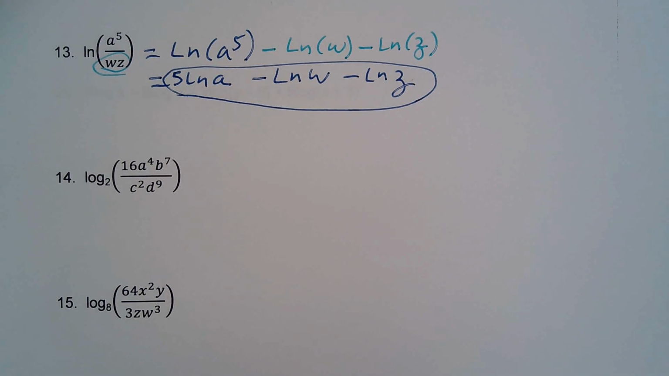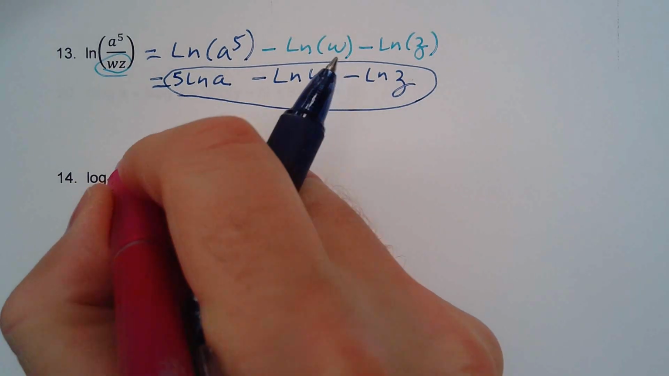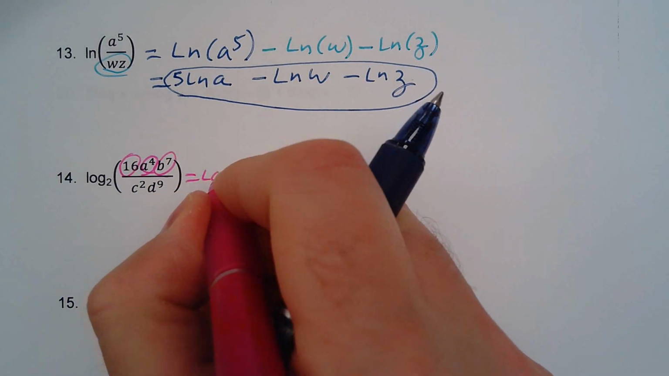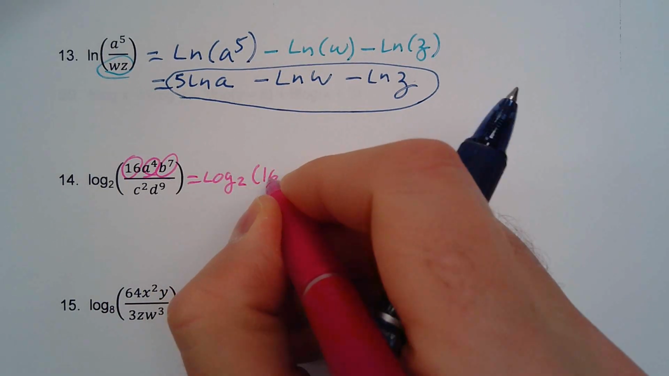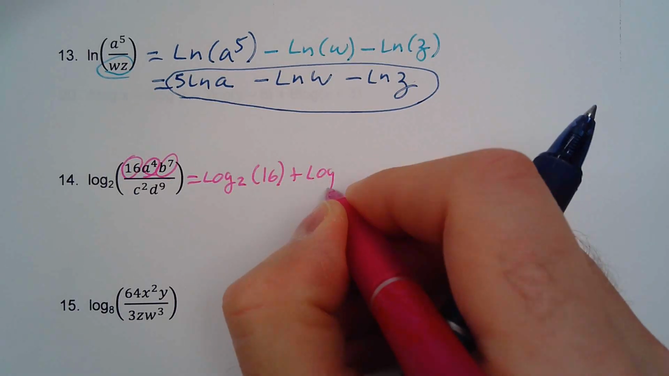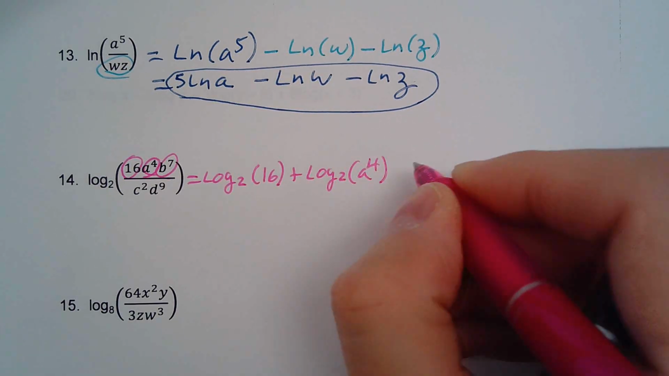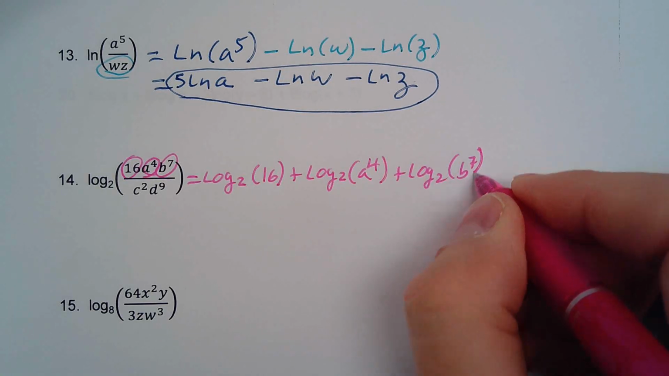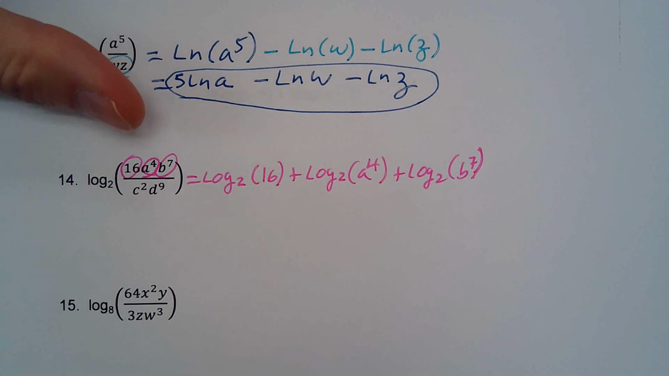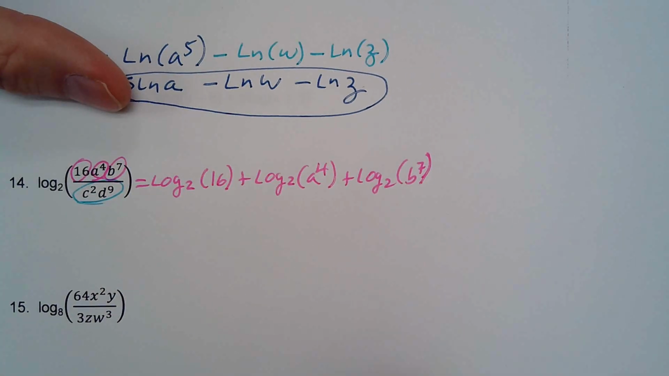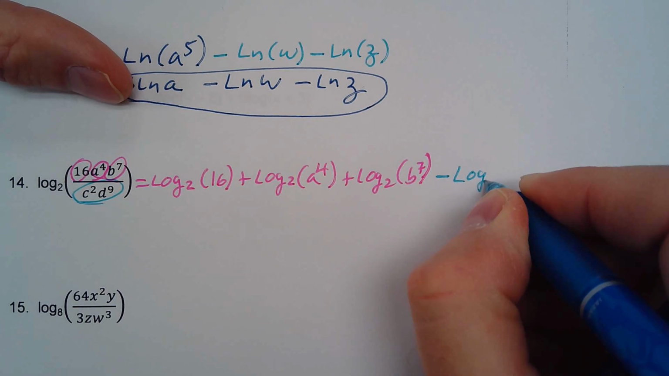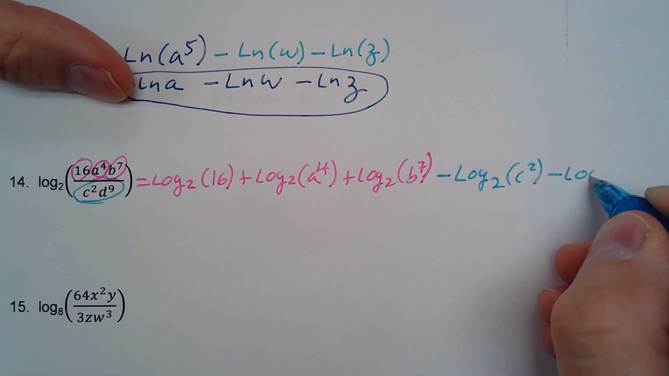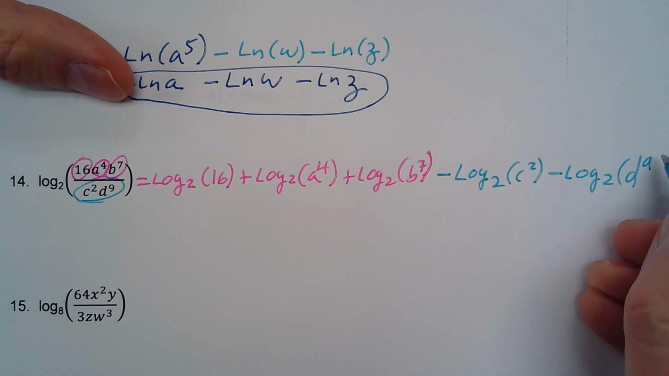Alright, let's take a look at number 14. So we have a 16, a to the 4th, and b to the 7th in the numerator. So that'd be log base 2 of 16 plus log base 2 of a to the 4th plus log base 2 of b to the 7th. In the denominator, I have a c squared and d to the 9th, so that'd be minus log base 2 of c squared minus log base 2 of d to the 9th.